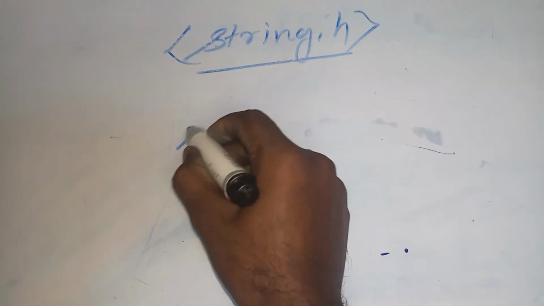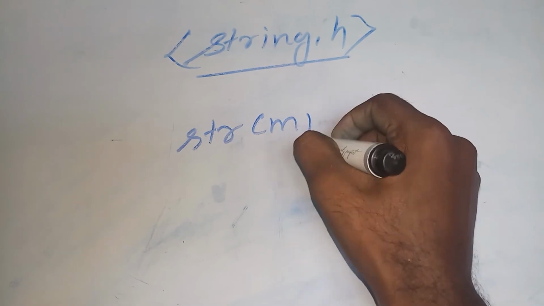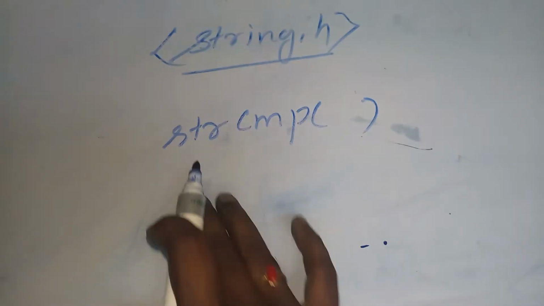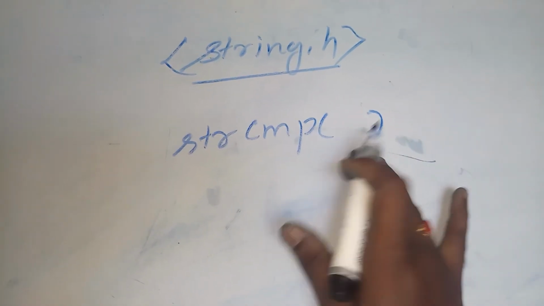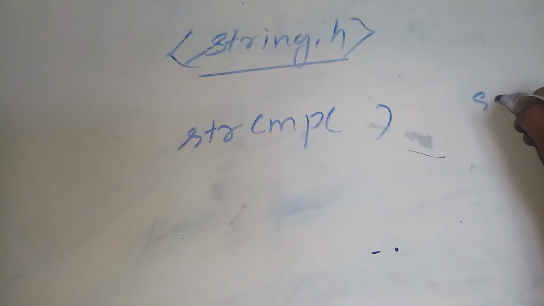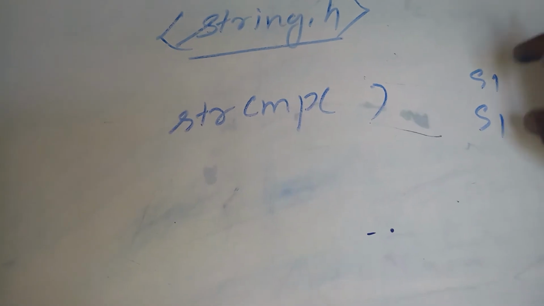There are different predefined functions available for strings, for example strcmp. strcmp is a predefined function used to compare two strings, to check whether string 1 and string 2 are equal or not.